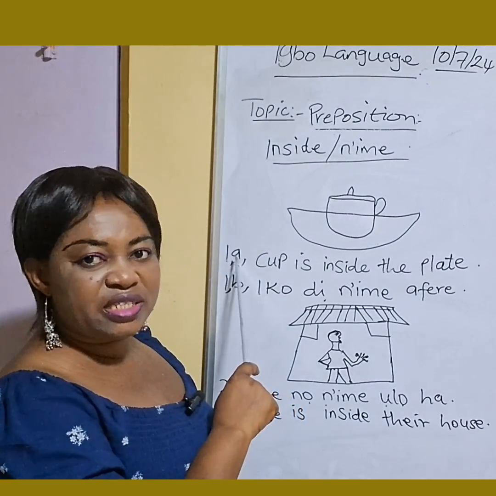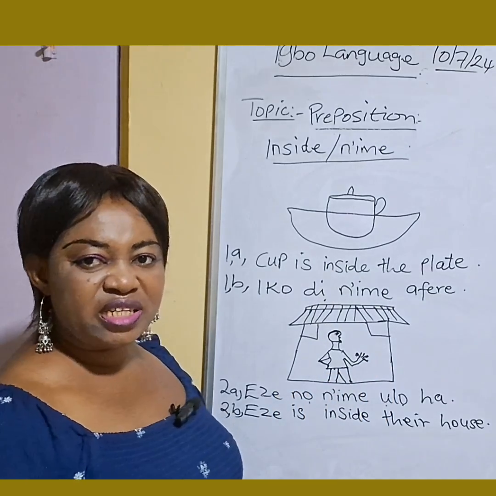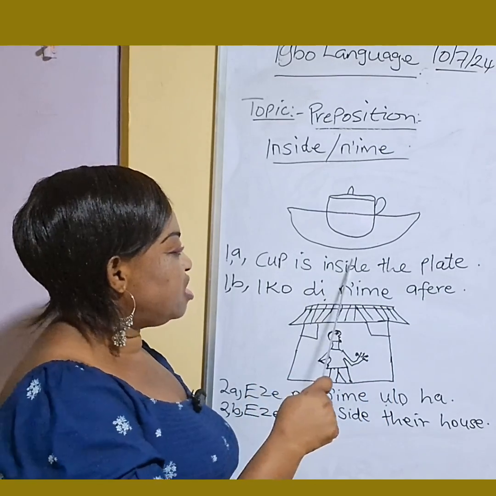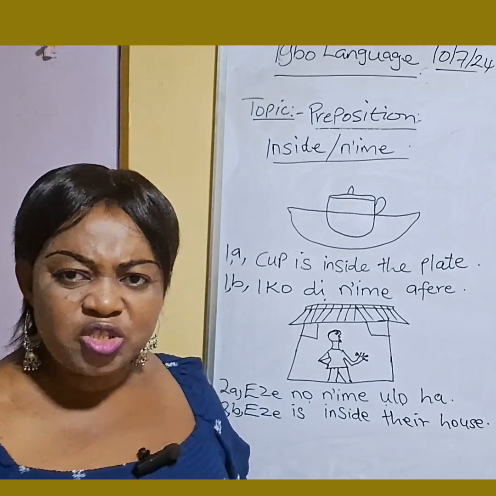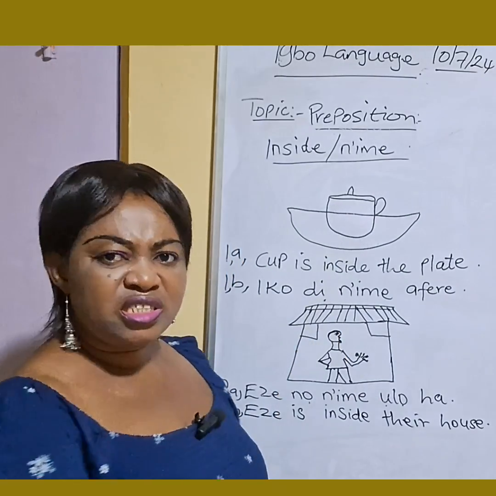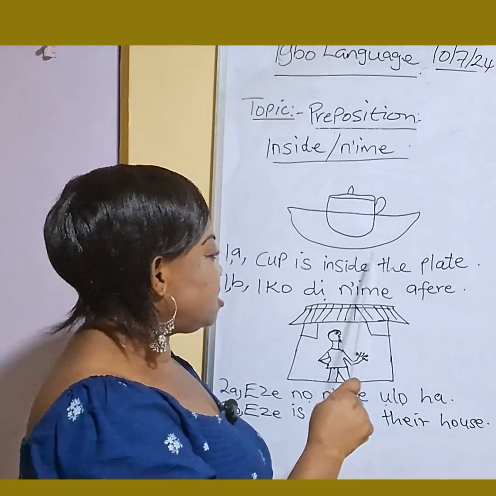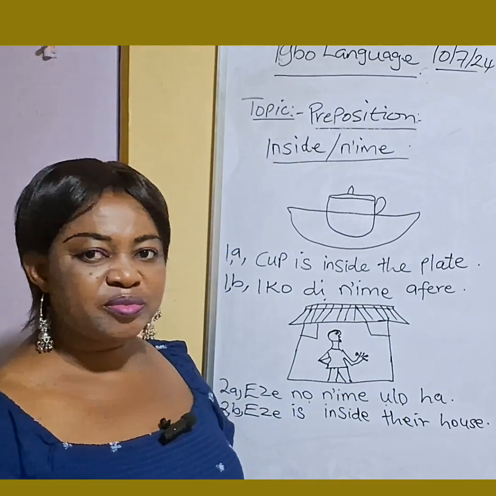Sentence number 1A says, cup is inside the plate. Say that, class. Cup is inside the plate. Can I ask you a question? Is this cup inside a bucket? No. Cup is inside the plate.